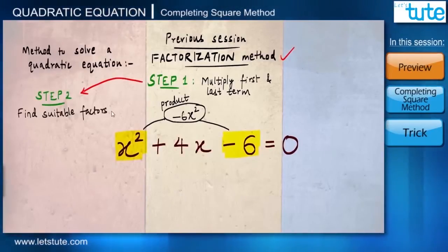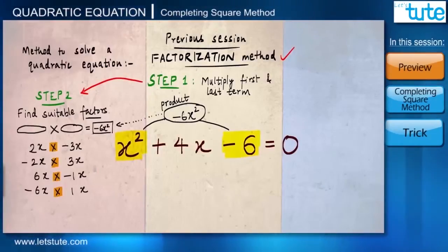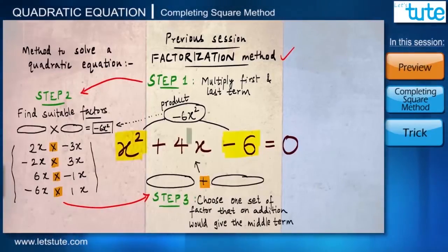Step 2 is to find the suitable factors for this particular product. And we have discussed earlier what are factors. They are nothing but the numbers which are multiplied to give us some another number. So over here we will find factors for minus 6x square. And we can only come across these 4 combination of factors. Now, after we get all possible factors, step 3 would be to choose any one set of these factors that we worked out right now, which on addition would give us the middle term, which is 4x in this case.